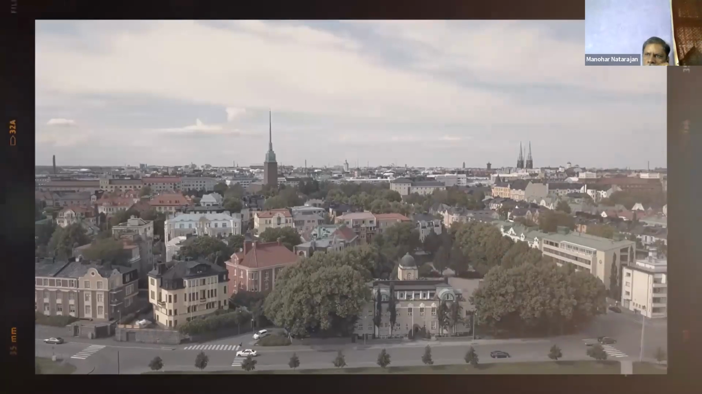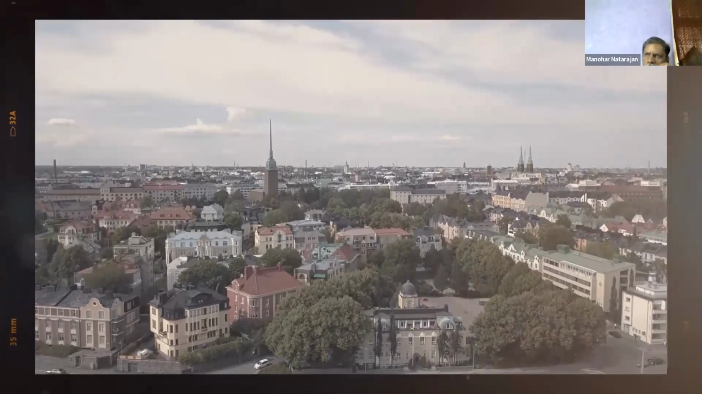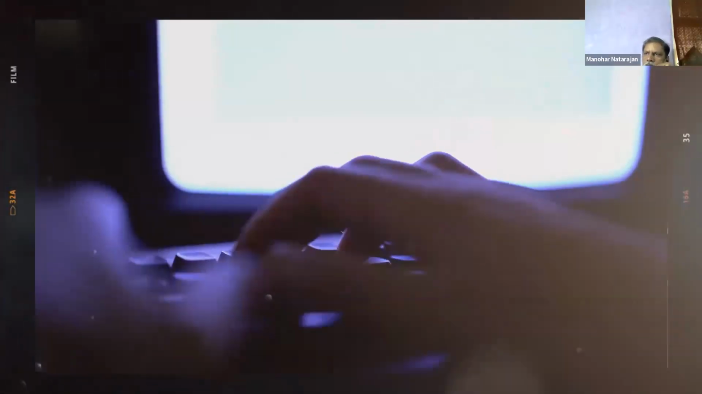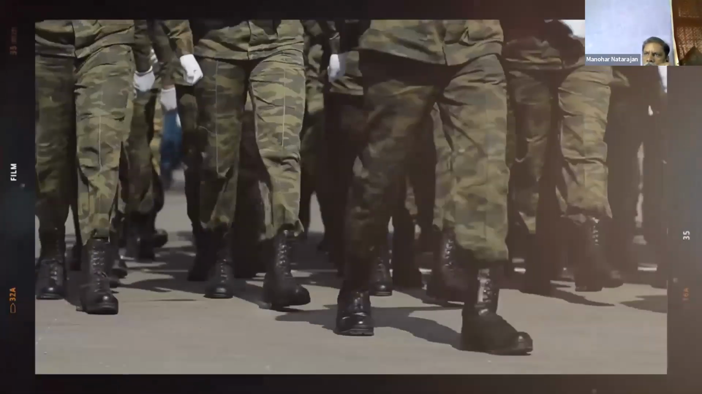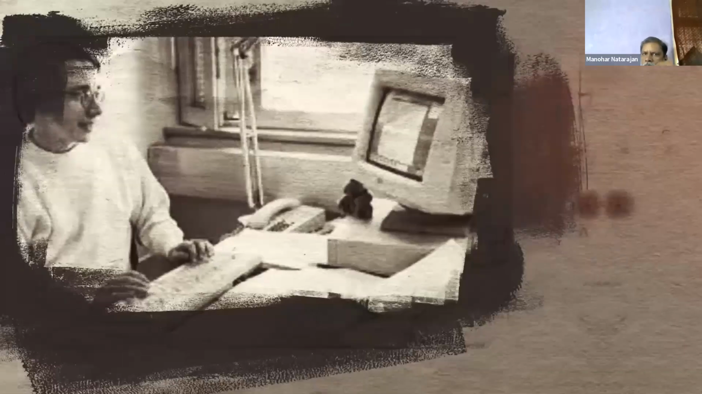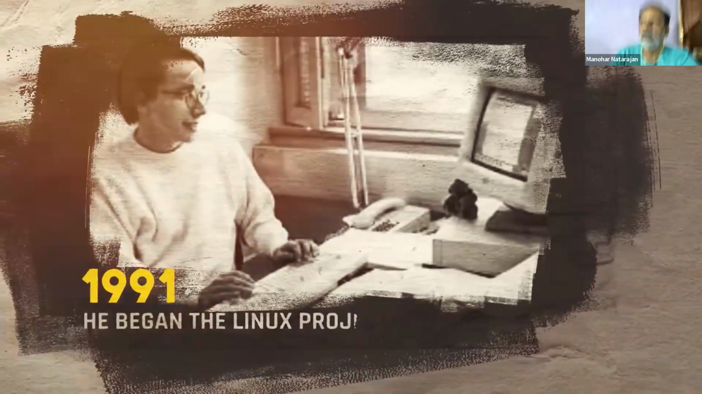Having grown up in Helsinki, Finland, Linus entered the University of Helsinki in 1988 and began his studies in computer science. After his first year, he had to go to the army, but then after around 11 months, he returned to the university to continue his studying, and it was during this time that he began the Linux project.